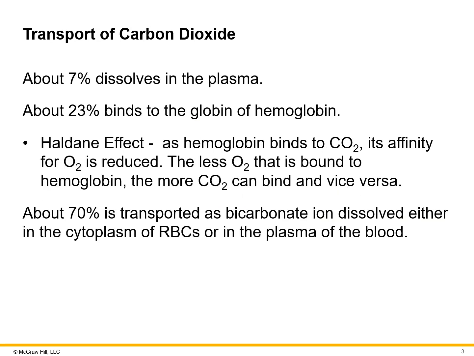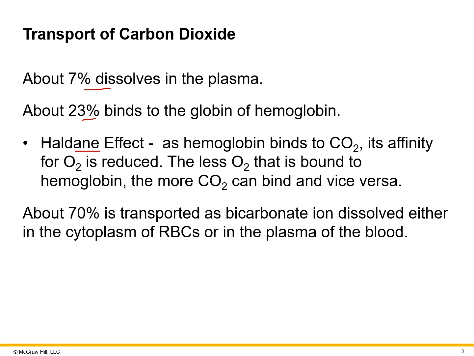Carbon dioxide, about 7% dissolved, and we'll come back to this when we talk about acids and bases. It actually produces an acid called carbonic acid. 23% of that is part of hemoglobin, so it has a higher affinity for oxygen, but can and does transport carbon dioxide as well. What's called the Haldane effect.